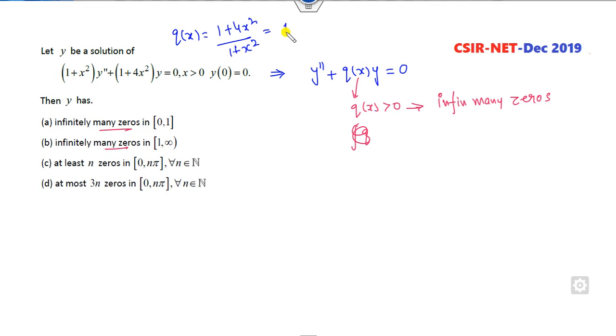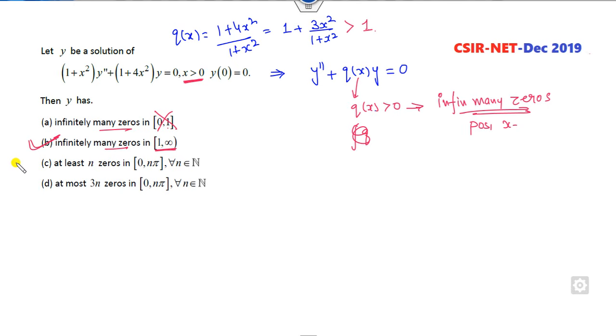Clearly I can write this number as 3x square over 1 plus x square. This number is always positive when x is greater than 0. So this number is always greater than 0. So it has infinitely many zeros over the positive x-axis. So this is my positive x-axis because this is the closed interval here. This is the first option for you.